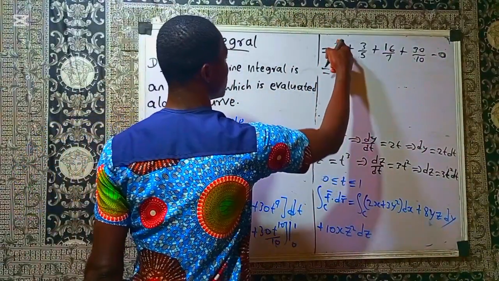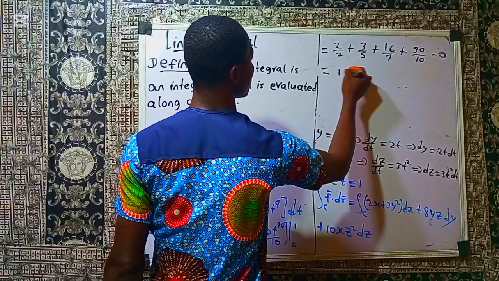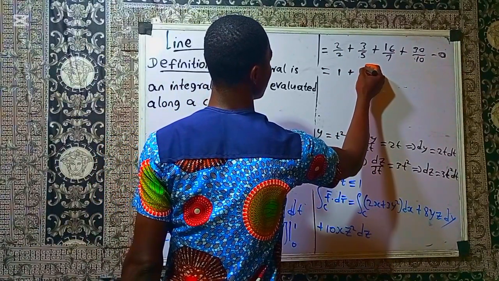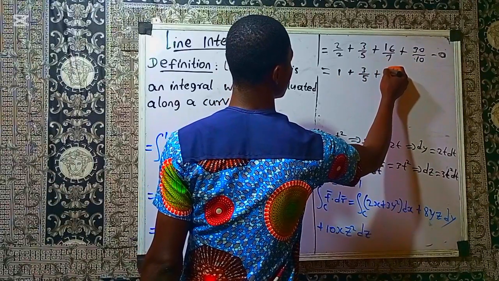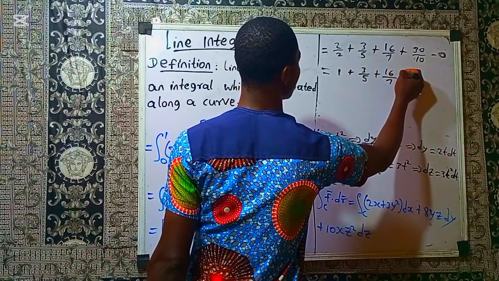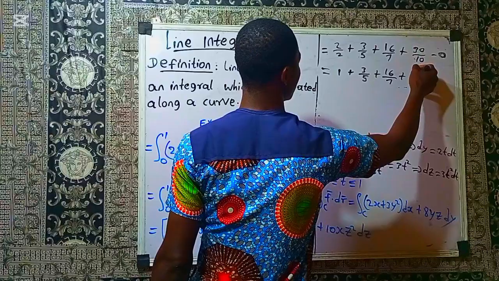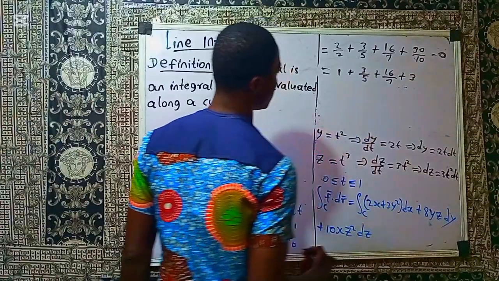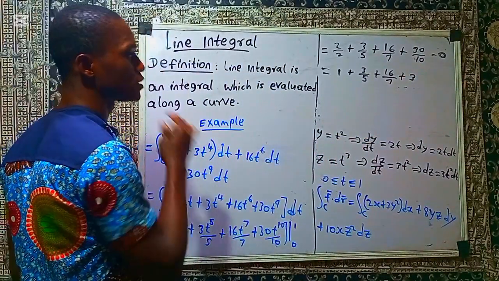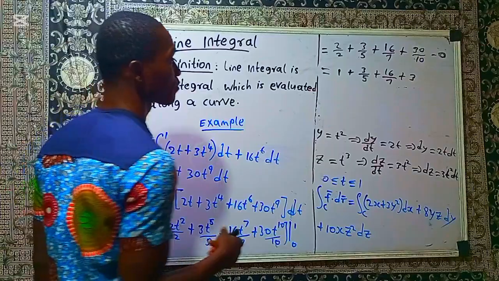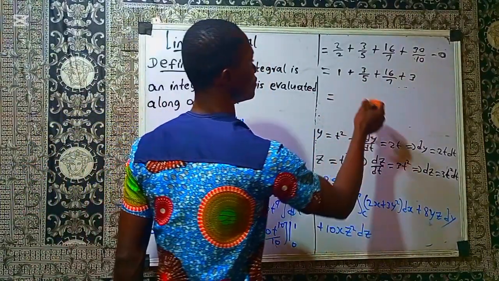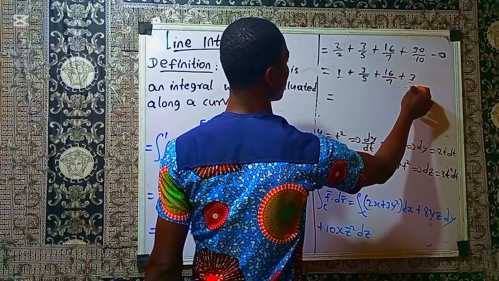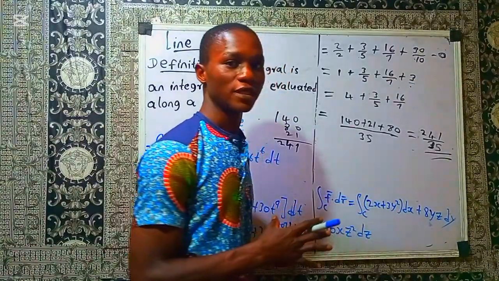So let's divide. 2 divide 2, 1. Plus 3 over 5. Plus 16 over 7. Plus 30 divide 10. You have 3, right? So this is what we have. And if you want to find it as a single fraction, you think of the LCM. So we can leave our answer like this.